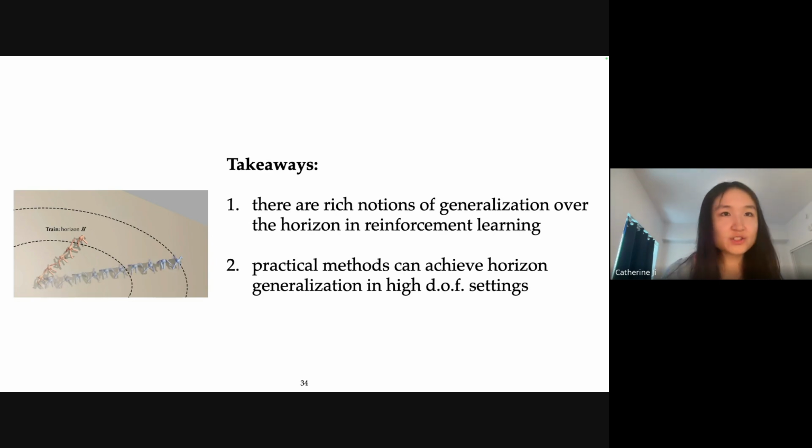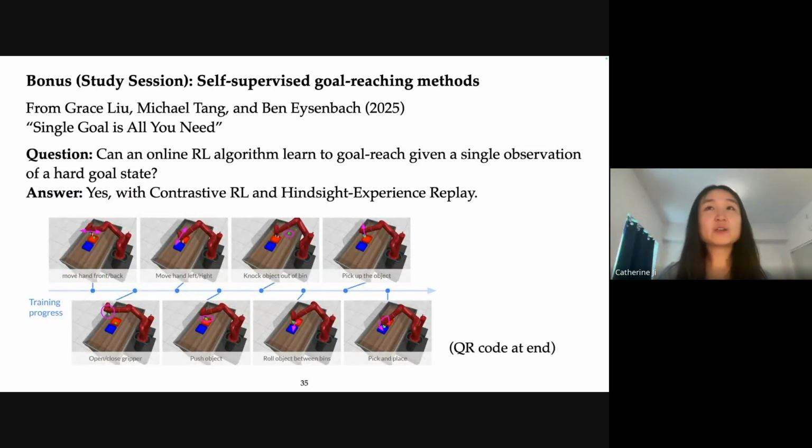But I do want to add on a really quick slide on self-supervised goal reaching methods. So one of the questions that I brought up fairly early into this talk is, when we're laying out this goal conditioned setting, it's nice because the interpretation is really straightforward, but there's a question of, okay, this reward is really, really sparse.